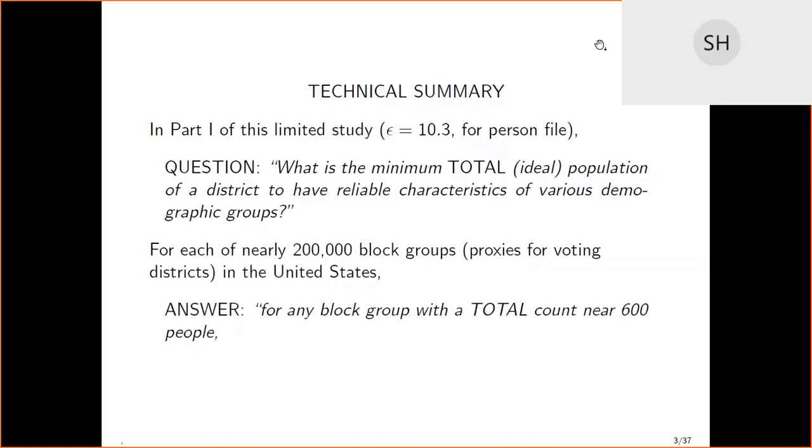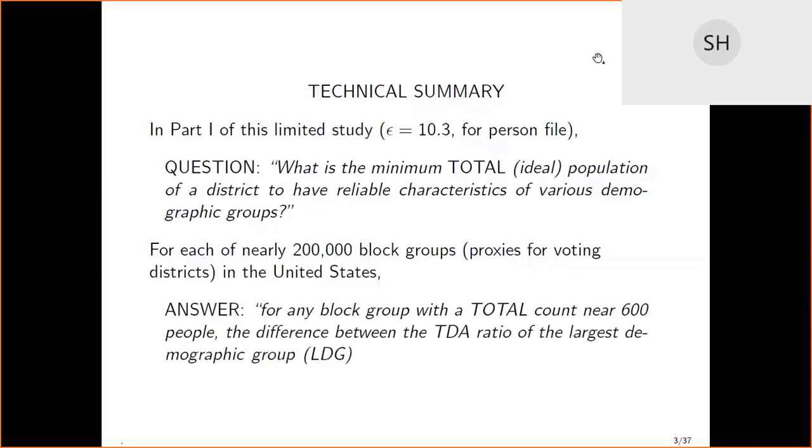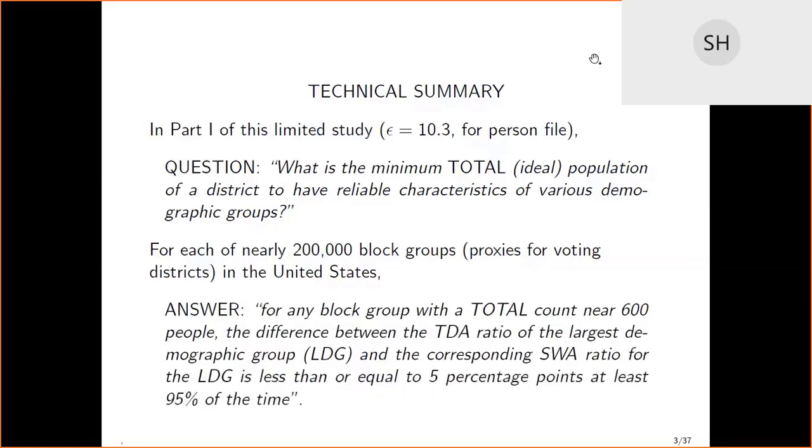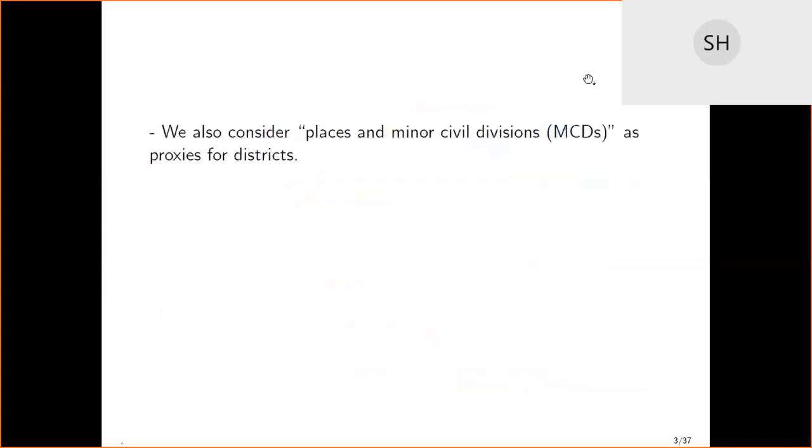The answer: for any block group with a total count near 600 people, the difference between the top-down algorithm ratio of the largest demographic group, which we denote by LDG, and the corresponding swapping ratio, this is the data that were released in 2010, for the largest demographic group, is less than or equal to 5 percentage points at least 95% of the time. So we want to try to clarify what is meant by this expression in part one.